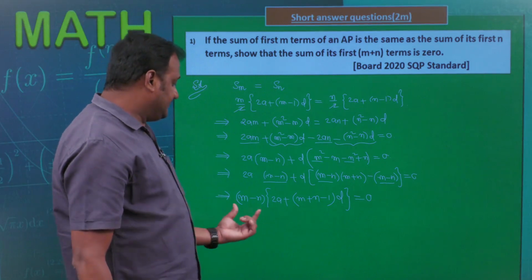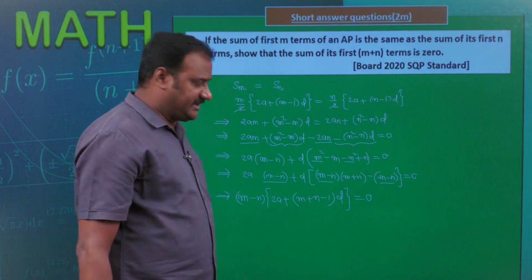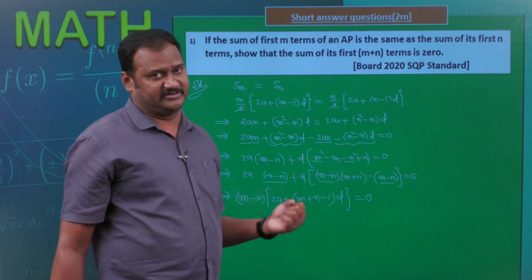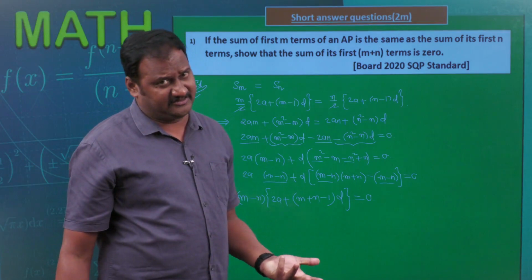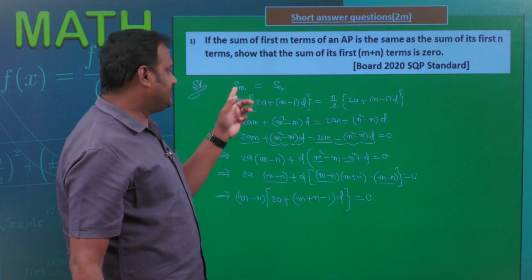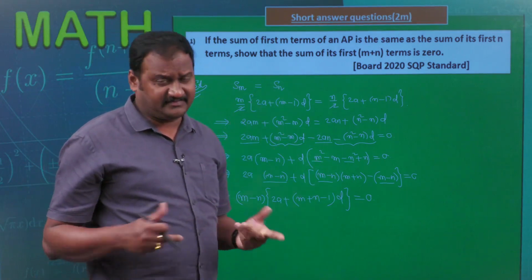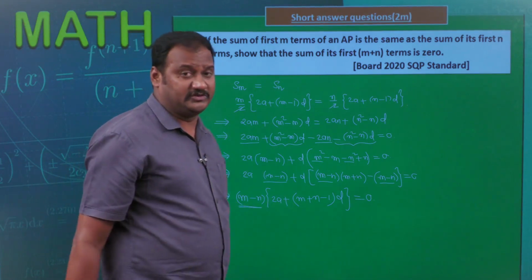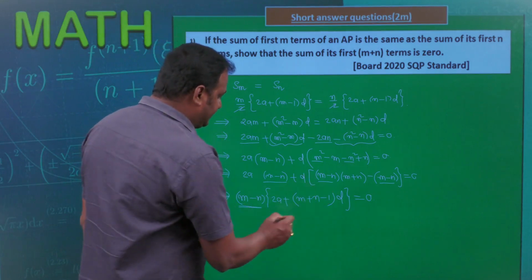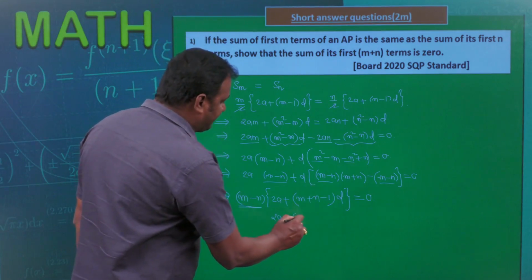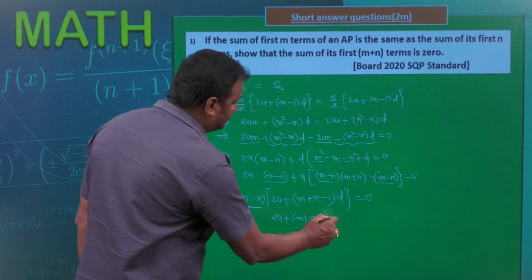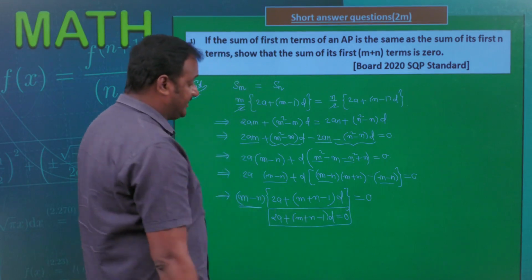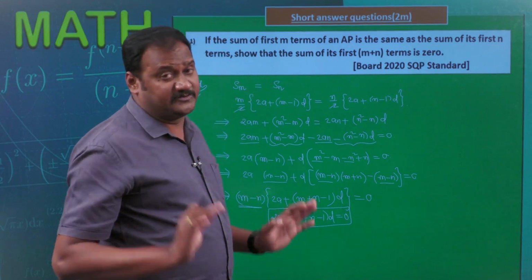And here, this is again a product of two terms equal to 0. Then either the first term is equal to 0 or the second term is equal to 0. What is the first term? m minus n equal to 0, which means m is equal to n. m equal to n means the sum of m terms equals the sum of m terms. That is quite a common result, so it is not much useful or important. So the second term is 2a plus m plus n minus 1 into d equal to 0. This is one of the important and useful results.